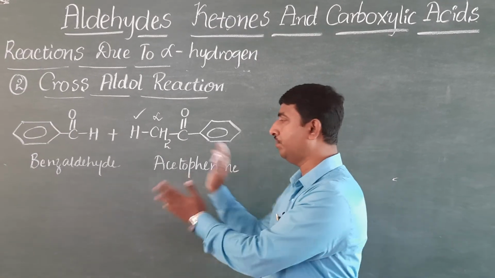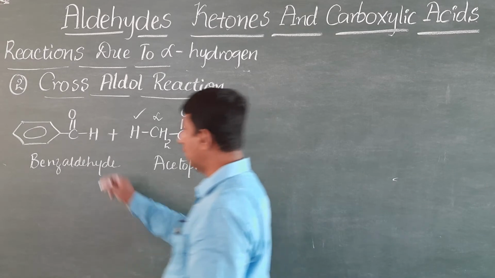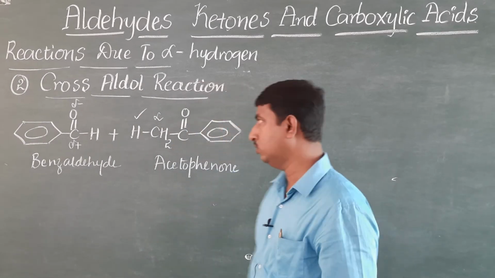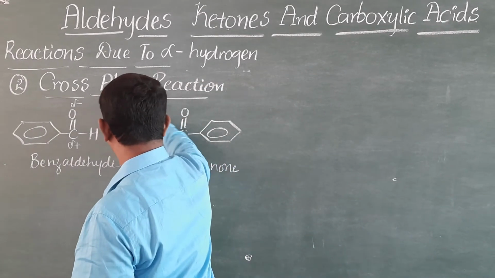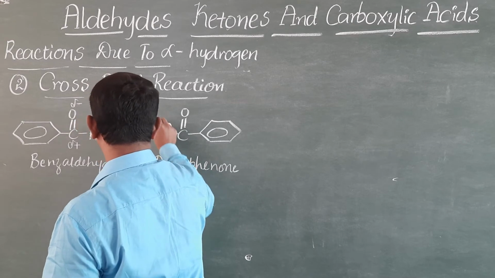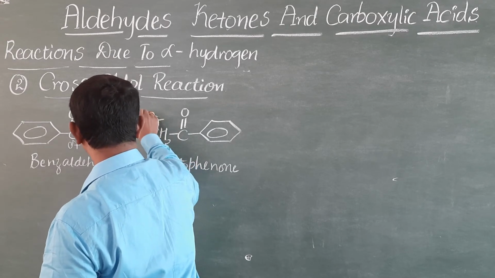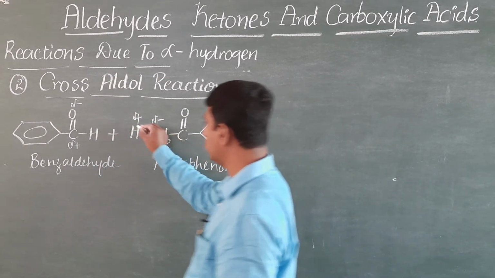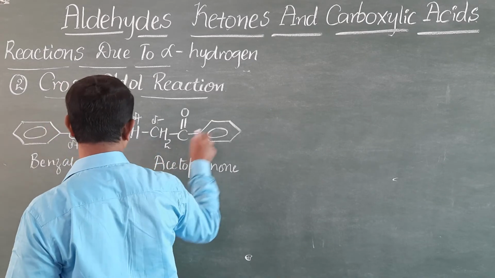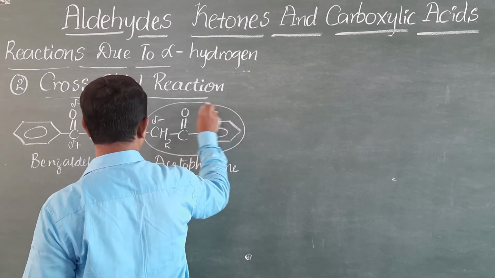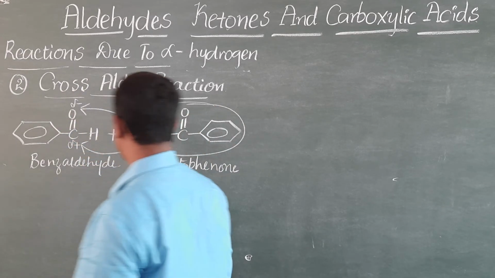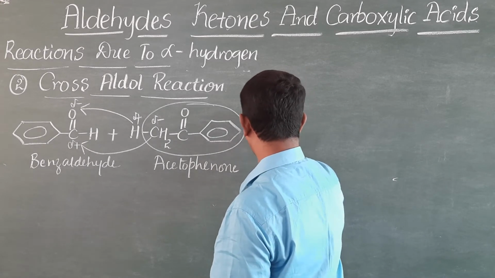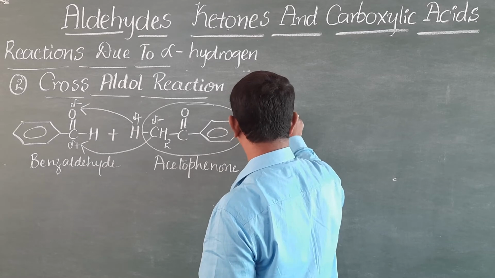Now I can add acetophenone to benzaldehyde. In benzaldehyde, the carbonyl carbon carries a positive charge, and oxygen carries a negative charge. Here, the alpha hydrogen is positively charged and the carbon is negatively charged. So this hydrogen is added across oxygen, and the whole group is added to carbon. The reaction takes place in the presence of dilute sodium hydroxide.